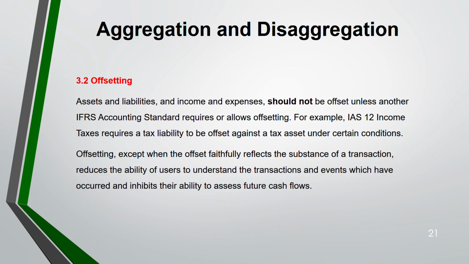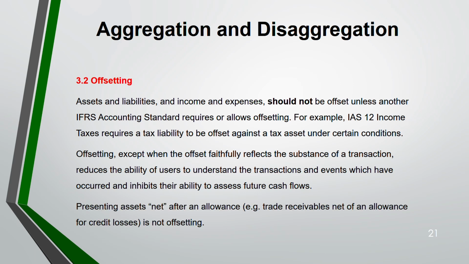But if offsetting faithfully reflects the substance of a transaction, then offsetting is good. But normally, offsetting is not allowed. And very rarely will you see a standard allow offsetting. Okay. So if you present your assets net after an allowance, remember that is not the same as offsetting. Of course, you can show your assets net after an allowance. If you have an allowance, you deduct it from the asset and show. For example, from trade receivables, we deduct the allowance for credit losses and we show trade receivables as net. This is not offsetting.